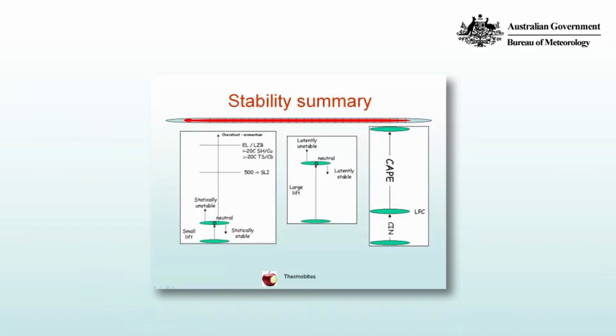At 500 hectopascals we can measure something known as the surface lifted index, which is the difference between the parcel's, that is the cloud parcel's, temperature and that of the environment. And if it's negative, then the parcel is buoyant. So surface lifted index is a measure of instability.